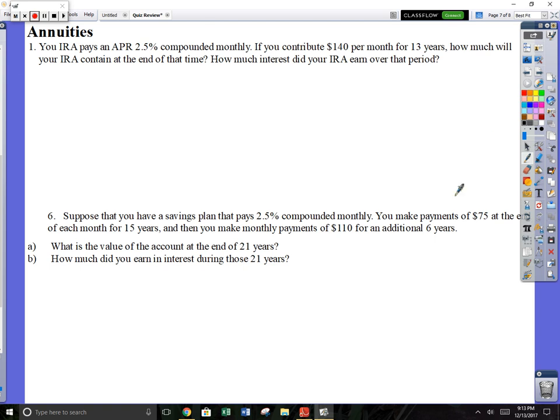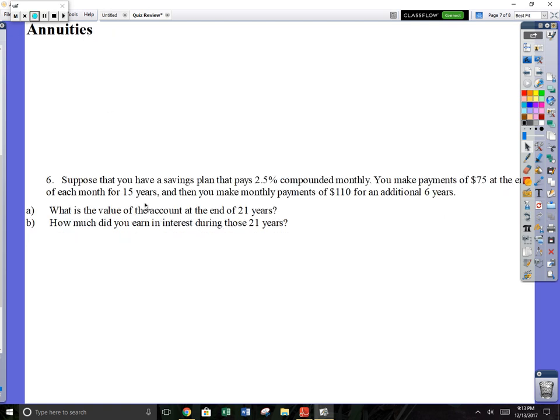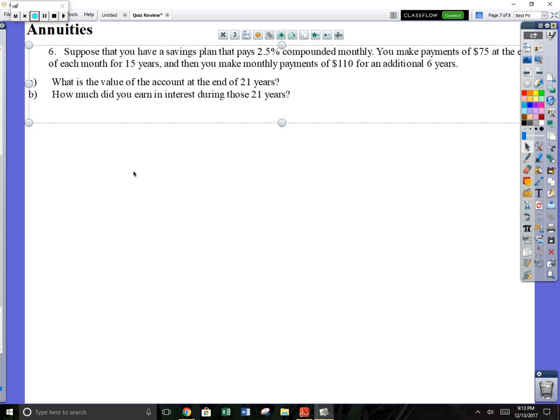Okay, problem 6. This is actually probably the hardest problem, definitely the hardest on the whole review. So here's what's happening. You got a savings plan that pays 2.5% compounded monthly. So again, a way low rate. That's not very good at all. You make payments of 75 bucks at the end of each month for 15 years. And then you make monthly payments of 110 for an additional 6.